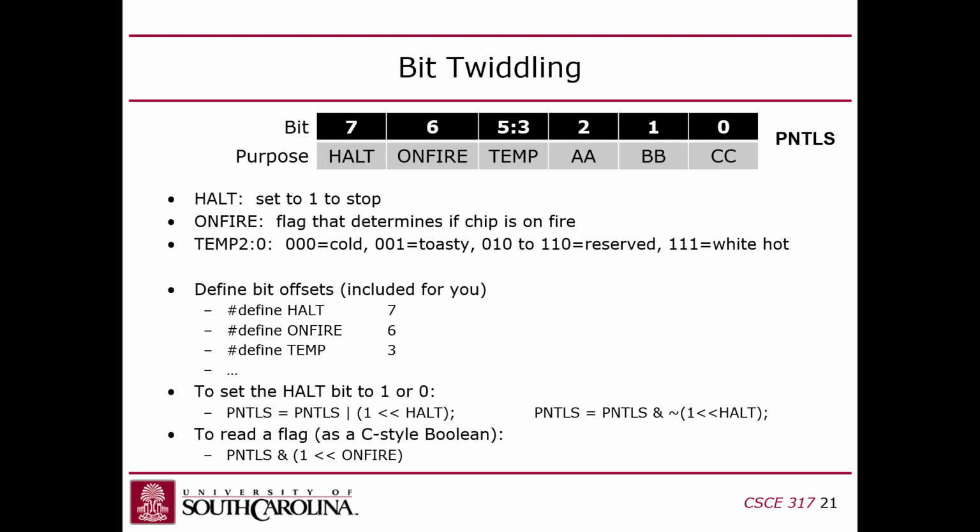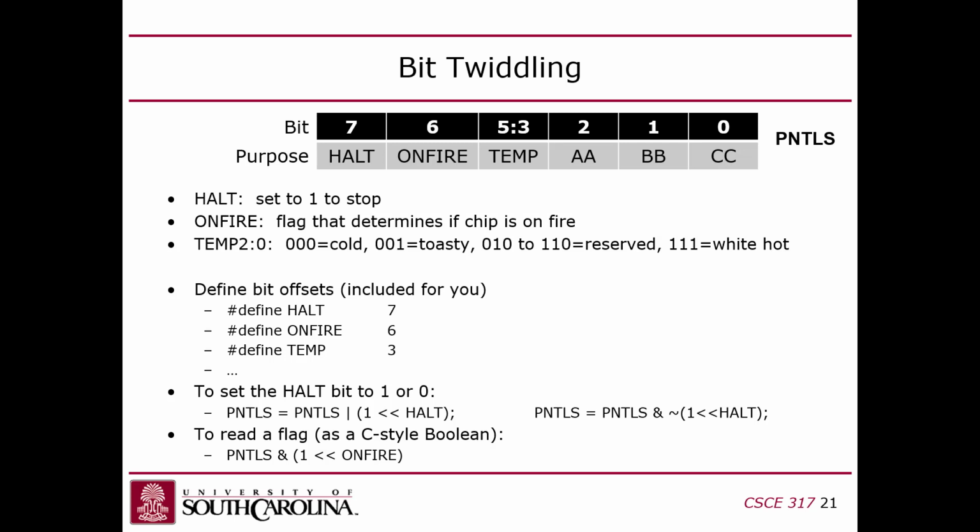So I can say PNTLS equals, and because it appears on the left-hand side of an assignment, it means I'm setting it. But I only want to set the halt bit to 1. I don't want to modify the other bits. I don't want to contaminate the other bits. So in order to do that, I also read the existing value of the PNTLS register by having it appear on the right-hand side of the assignment, and then I use a bitwise OR.